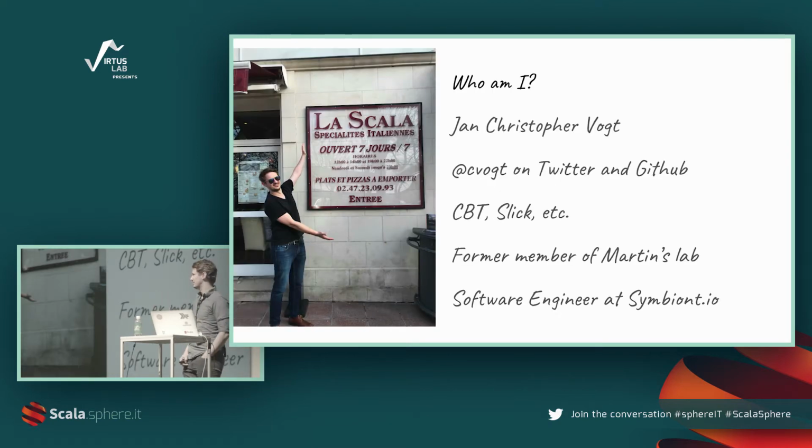Who am I? Well, that's me. I'm Steve Vogt on Twitter and GitHub. I work on CBT. I'm partly responsible for Slick and used to be in Martin's lab, and now I'm a software engineer at Symbiont.